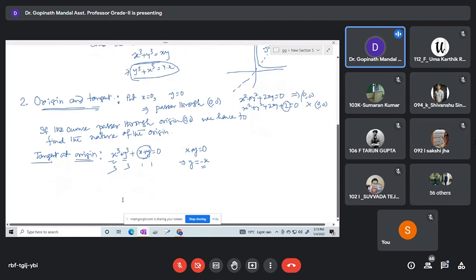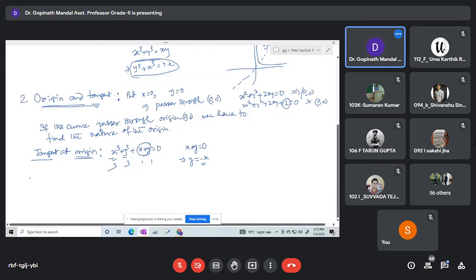Now if we get two tangents at origin, then we have to find the nature of the origin. Suppose we have been given the equation like that: x cube plus y cube plus x square minus y square equal to 0.